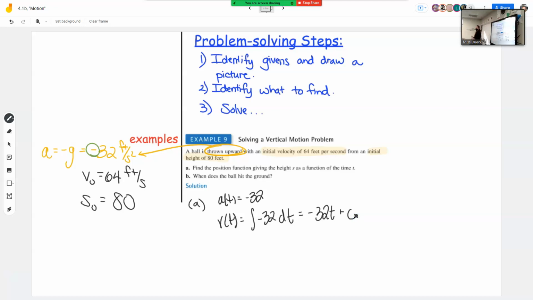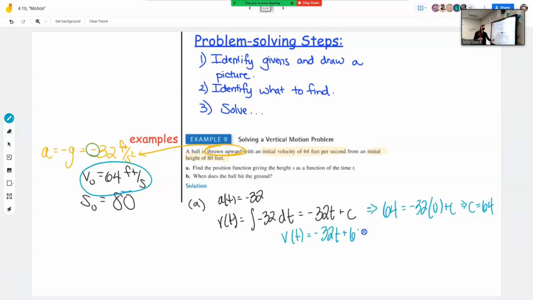Could I be saying that gravity is acting on this ball? Yeah. If I say gravity is acting on this ball, don't I integrate acceleration to get velocity? And can't I plug in my clue like we did in homework? And can't I say, okay, so this is going to be 64 when time is 0. So C is 64. And then could I be writing that velocity is then equal to negative 32t plus 64?